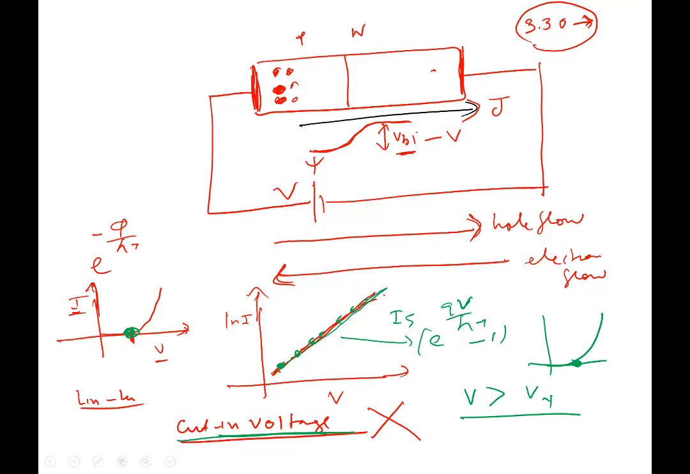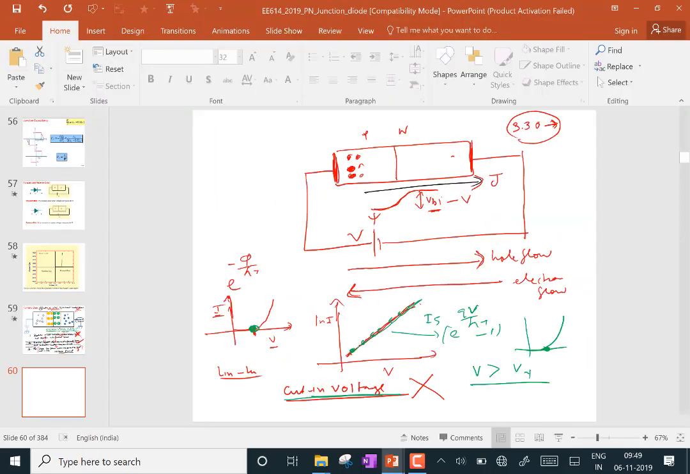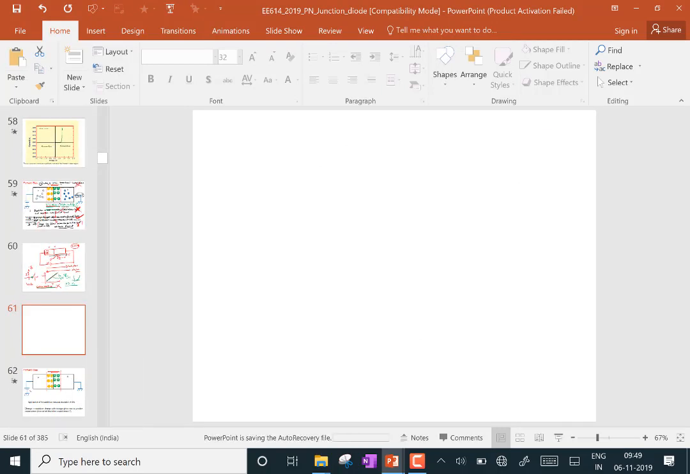Let's come to the other part. This is where there's a little bit of a problem. This is reverse bias. Let's look at a reverse bias situation.